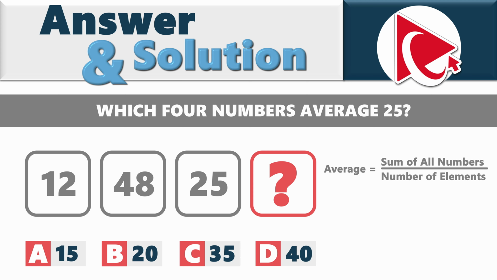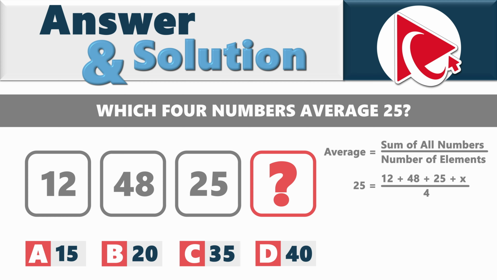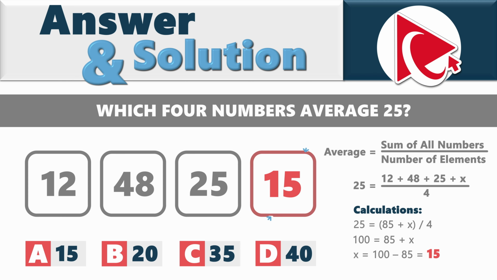In our case, we can create the formula: 25 equals, and then on the top 12 plus 48 plus 25 plus x as a missing number, divided by 4. Once we simplify, 25 would be equal, in parentheses, 85 plus x divided by 4, which means 100 would be equal 85 plus x, and x can be calculated as 100 minus 85 and would be equal 15.